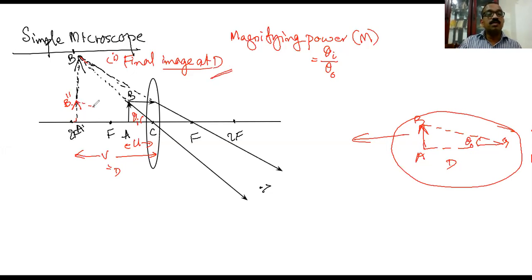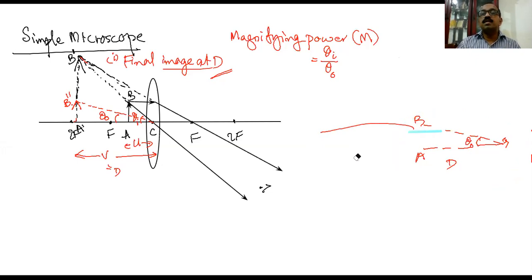So then however much is the angle it subtends with the eye, this angle is theta O. In other words, we can also say that this diagram you are putting in the main ray diagram. It is possible because the final image is formed at the least distance for distinct vision.